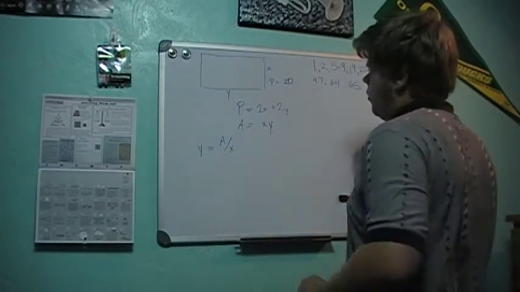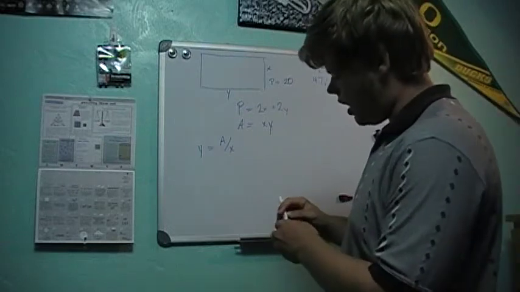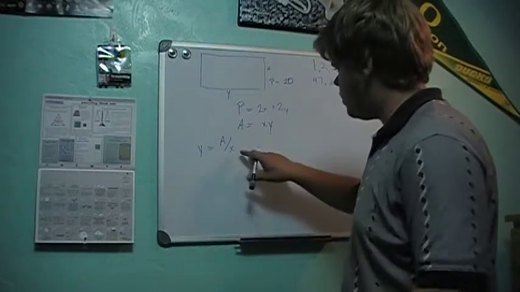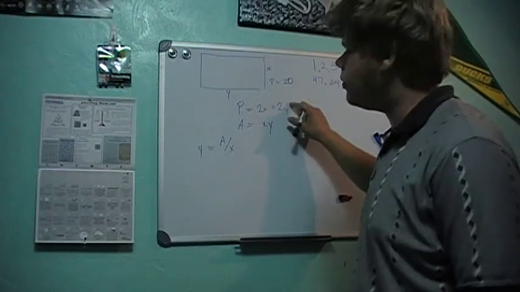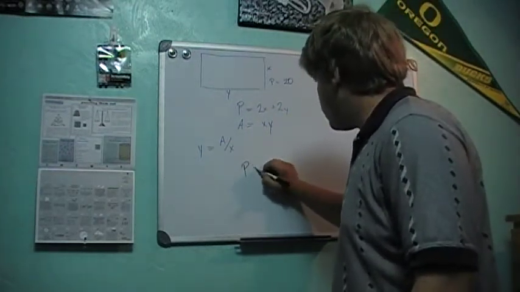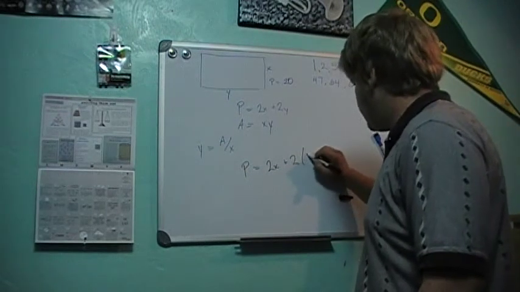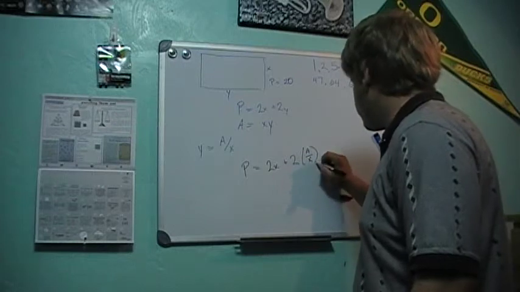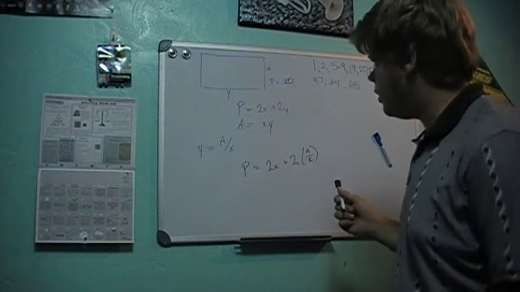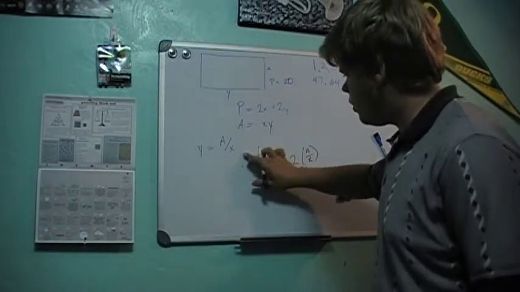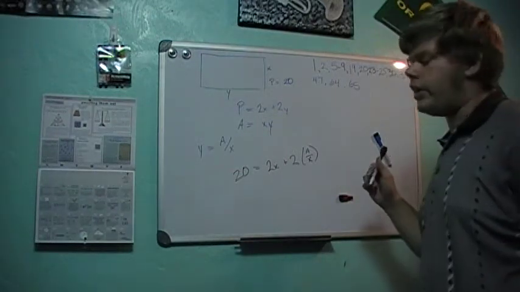So then what I did was I substituted this equation. Now we know what y equals, right? So we can substitute that in for y in the perimeter equation and just have one variable, or two variables. So the perimeter equals 2x plus 2 times A over x. But we also know what the perimeter is, and the perimeter is 20, right? So let's plug that in. 20 equals 2x plus 2A over x.